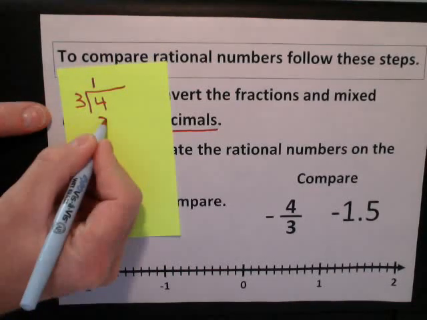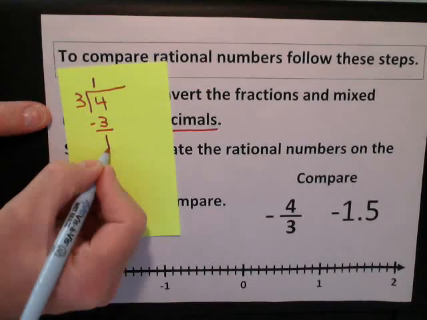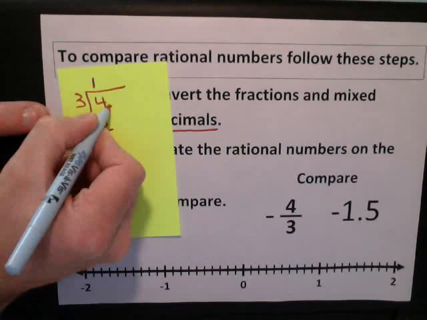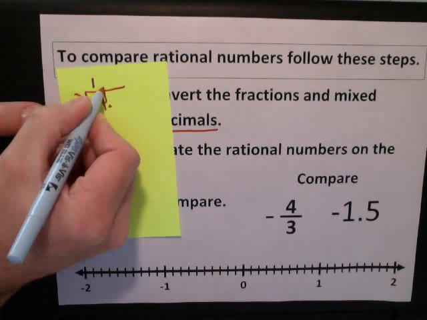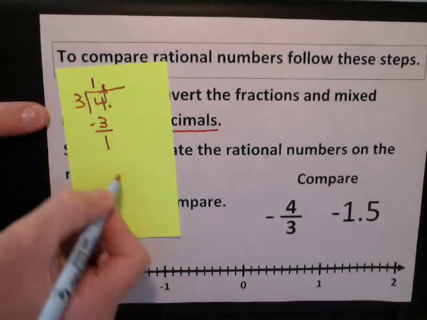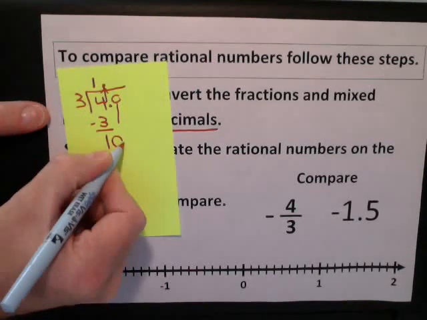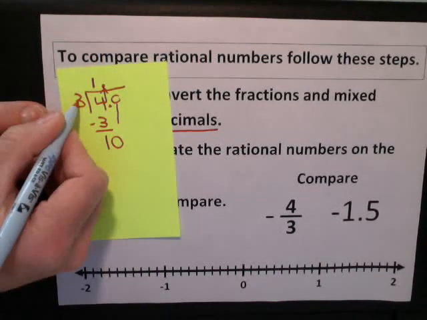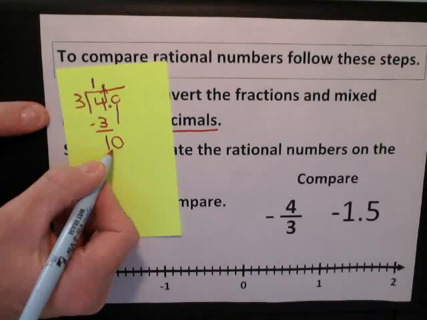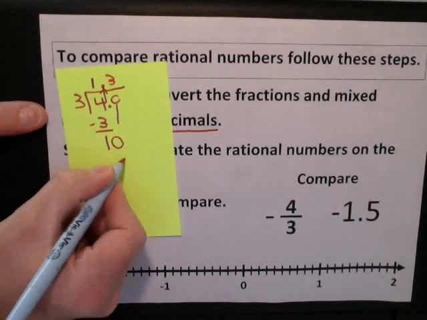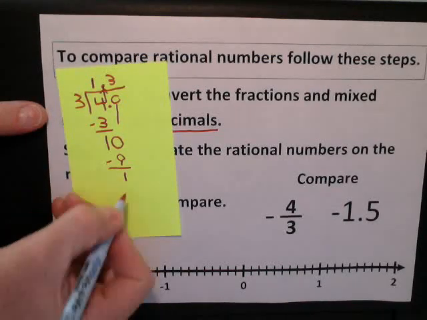1 times 3 is 3. Subtract, and you have 1. We're not done yet, because we have to determine whether or not it's going to terminate or repeat. So we bring our decimal point up, and then we annex a 0. Bring that down, like so, and we have to ask ourselves, 3 will go into 10 3 times. 3 times 3 is 9. Subtract, and you get 1.